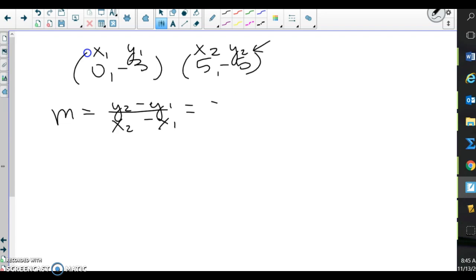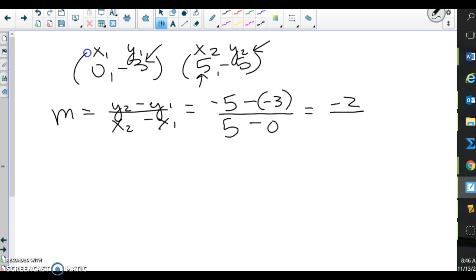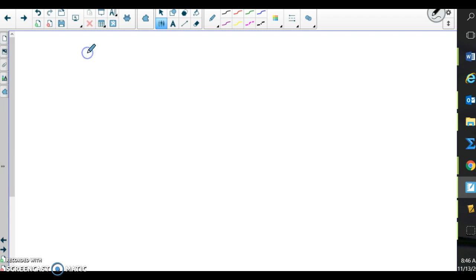y2 on the top, -5 minus y1, keeping track of that negative sign. And for the bottom, x2, because y2 is first on the top, x2 has to be first on the bottom, minus 0. And simplifying, -5 plus 3 is -2, 5 minus 0 is 5, and we get a negative slope of 2/5.